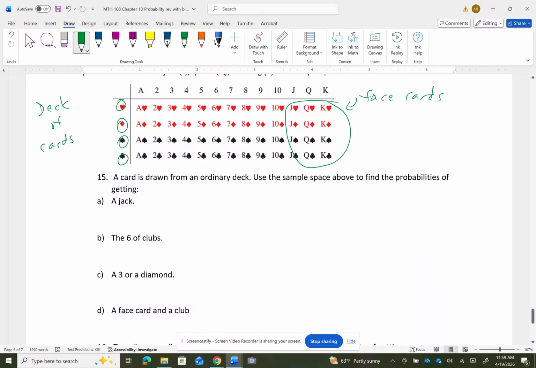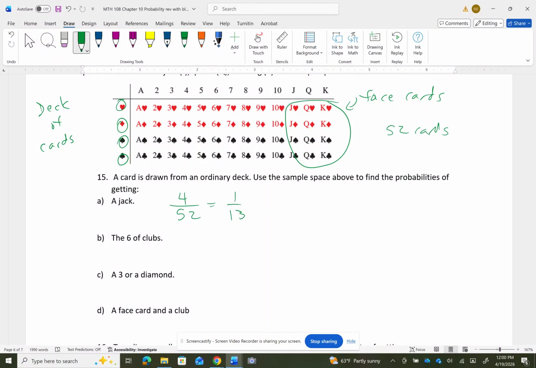All right, so here's some questions that are related to that table, but having the sample space just makes it very easy to do. So a card is going to be drawn from an ordinary deck. We're going to use the sample space above to find the probability of getting a jack. So there's 52 cards total, 52 cards. Right? So out of those 52 cards, there are 4 jacks, and we can simplify that to be 1 out of 13.